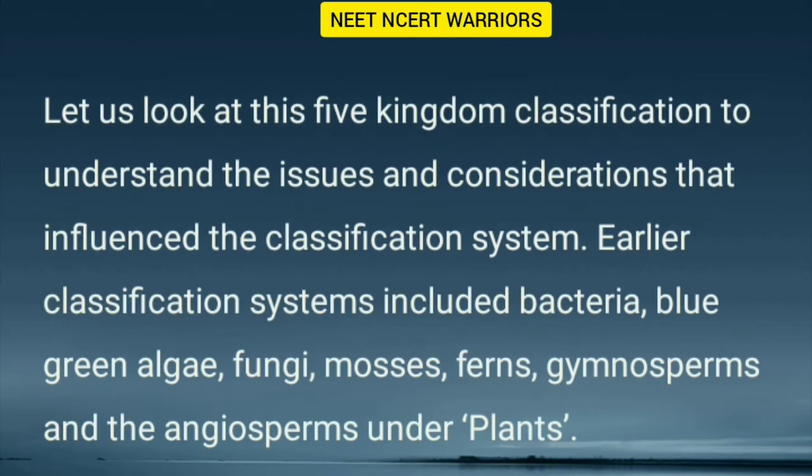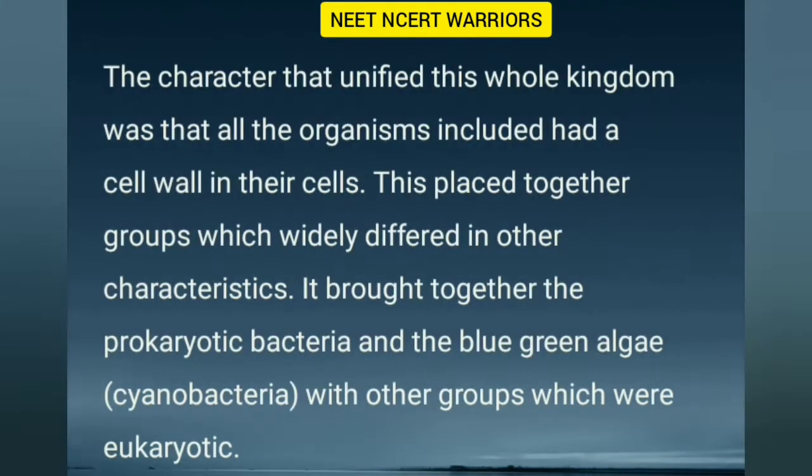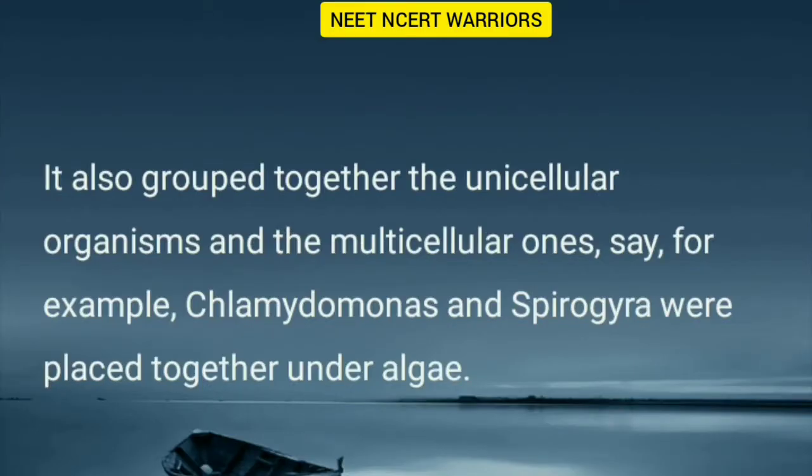Earlier classification systems included bacteria, blue-green algae, fungi, mosses, ferns, gymnosperms, and angiosperms under plants. The character that unified this whole kingdom was that all the organisms included had a cell wall in their cells. This placed together groups which widely differ in other characteristics. It brought together the prokaryotic bacteria and the blue-green algae or cyanobacteria with other groups which were eukaryotic. It also grouped together the unicellular organisms and the multicellular ones. Say, for example, Chlamydomonas and Spirogyra were placed together under algae.